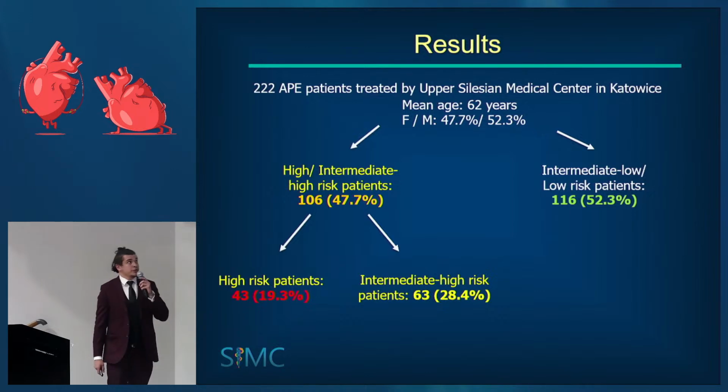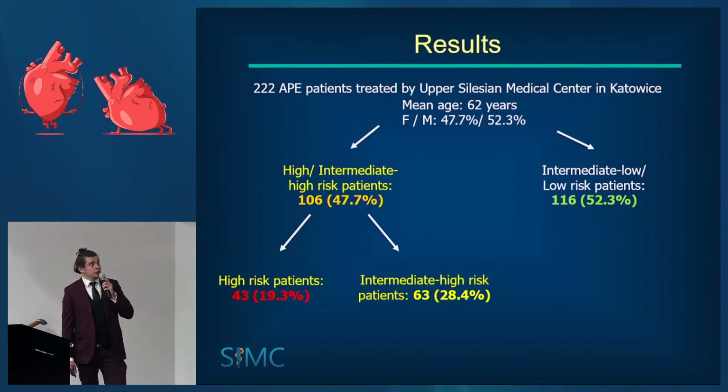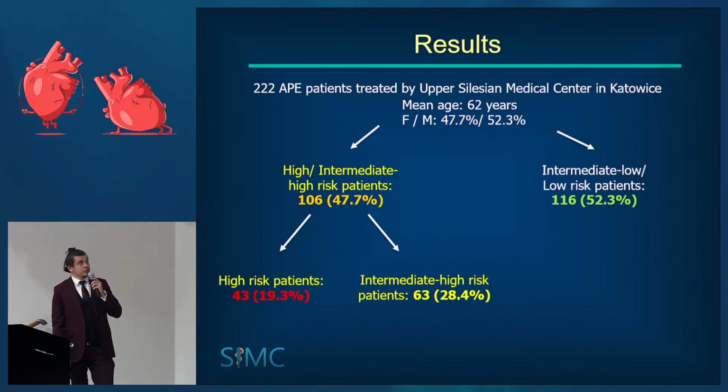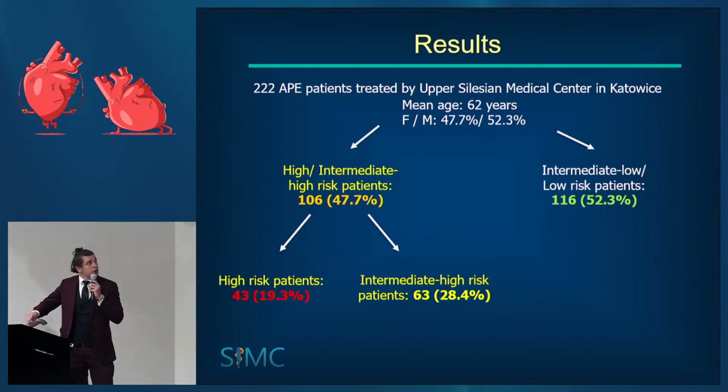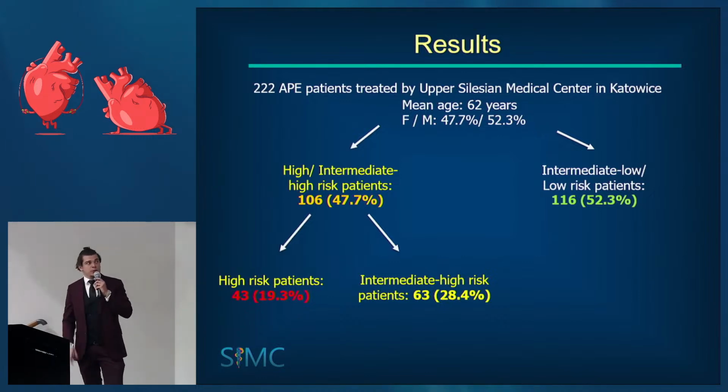Moving on to the results of our study, as of January 2024, a total of 222 acute pulmonary embolism patients were hospitalized in our unit. 47.7% were of high or intermediate high risk. That equals a number of 106. These patients needed consulting by the PERT initiative. Out of 106 patients consulted, 43 were of the highest risk. That's almost 20% of all the acute PE patients, in my opinion, a significant percentage.